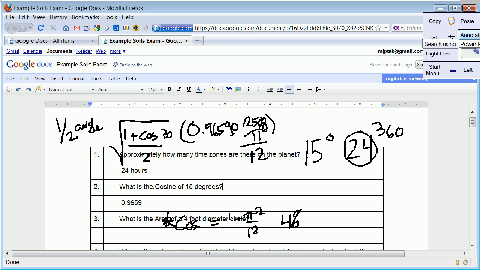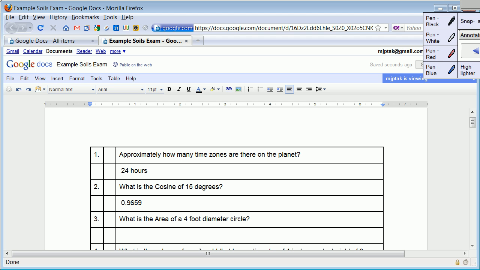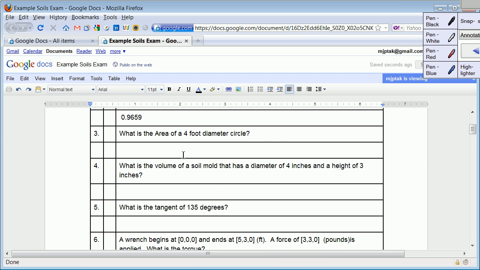We're going to go back and forth from annotation and navigation to annotation. Okay, it does not like that. So I'm going to exit annotation. I'm going to exit Smoothboard and be kind of okay here. All right, we'll keep going from there. What is the area of a 4-foot diameter circle? Remember, diameter equals 4.